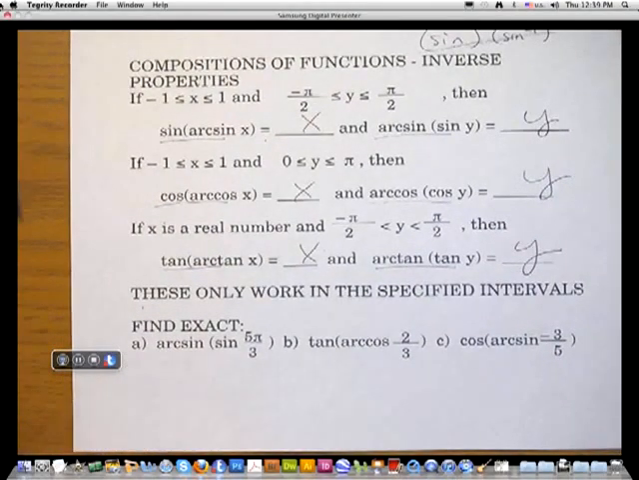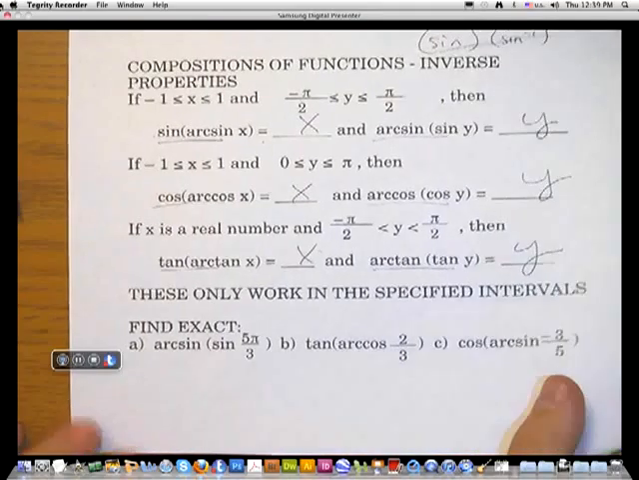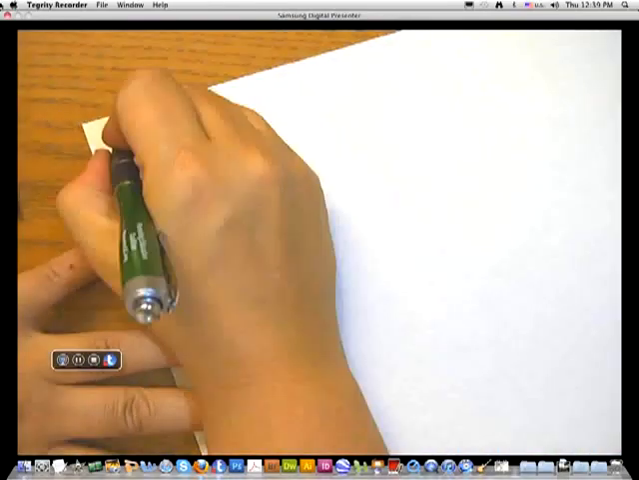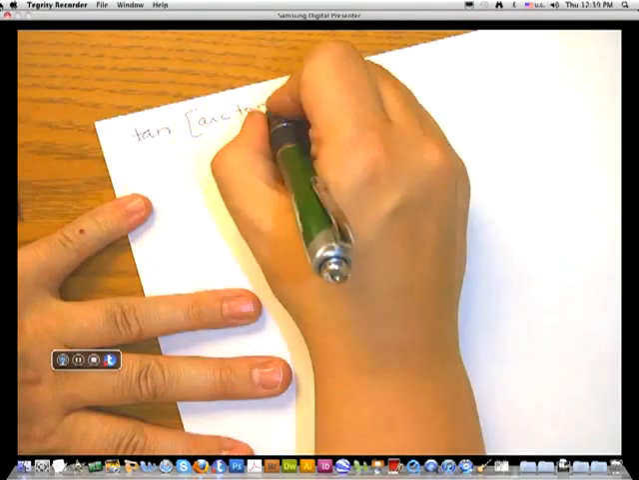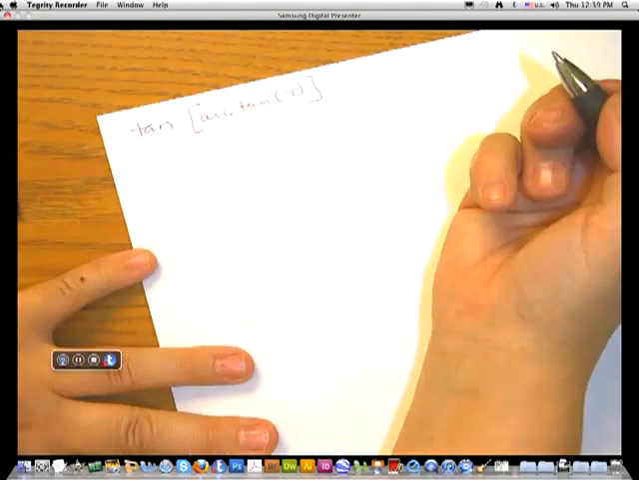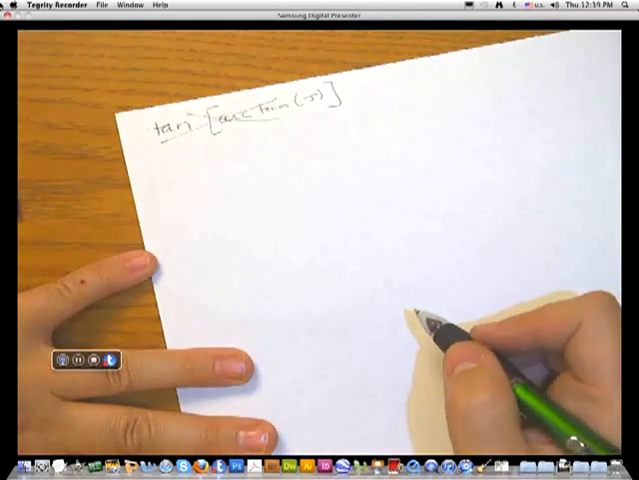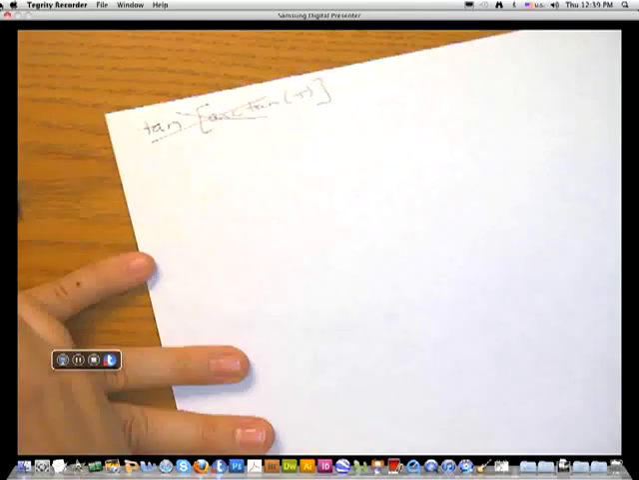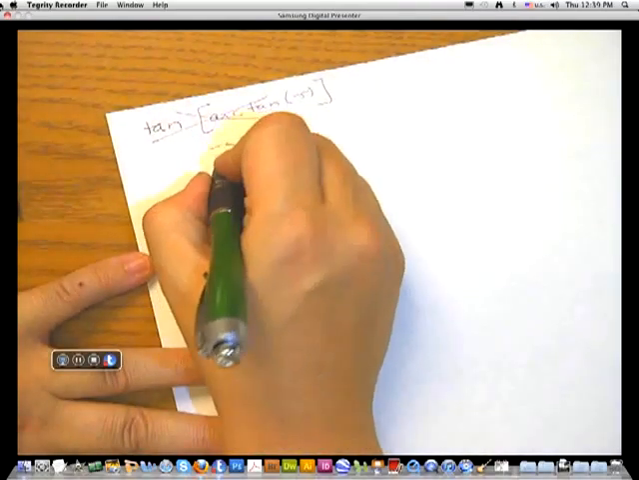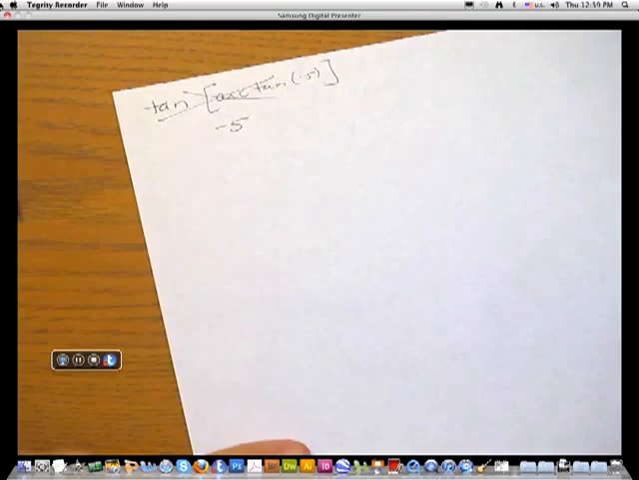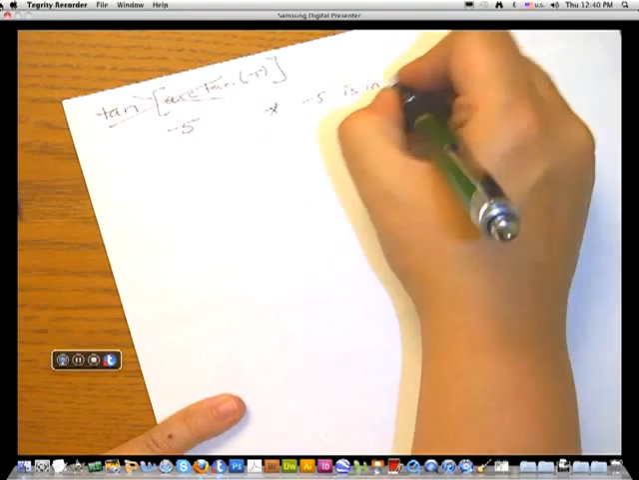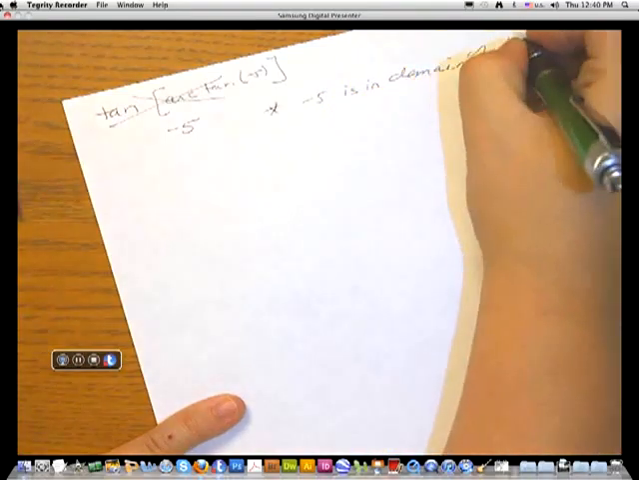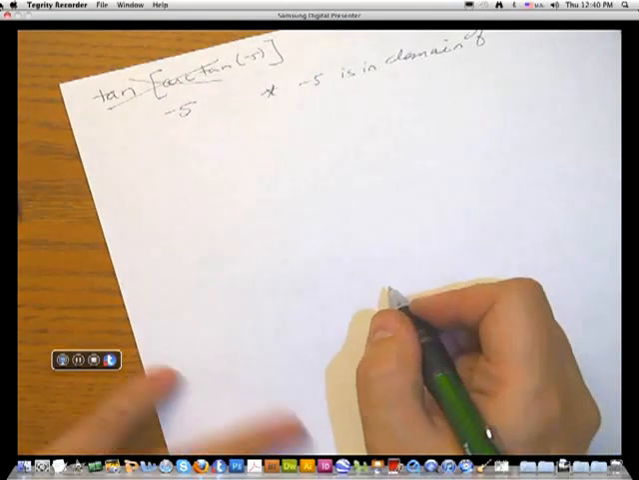Alright, so these three questions down here I'm going to do on the back side because there's just more room there. So we're going to start with tangent and arctangent of negative 5. Okay, we get to eliminate that. Tangents, arctangents, all goes away. So we have -5. One thing we need to make sure of is -5 is in the domain of all reals.